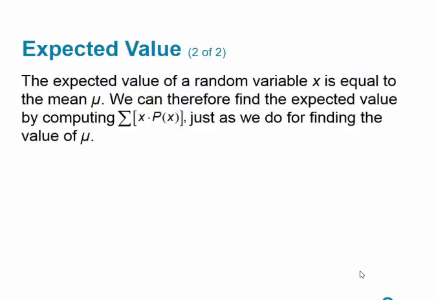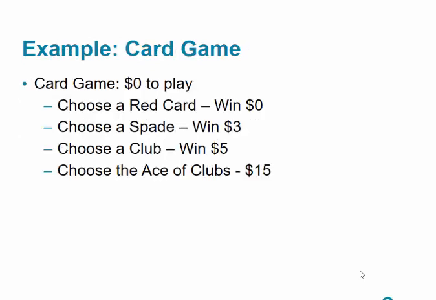Next thing is expected value. So the expected value of a random variable x is equal to the mean mu. We can therefore find the expected value by computing the summation of x times p of x, just as we do for finding the value of mu.